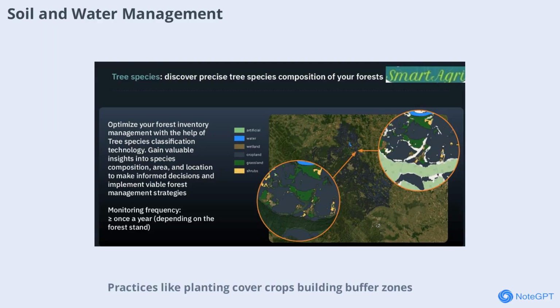Practices like planting cover crops, building buffer zones, and minimizing chemical use help protect these vital resources. By caring for soil and water, managers support tree growth, wildlife habitat, and overall forest health.